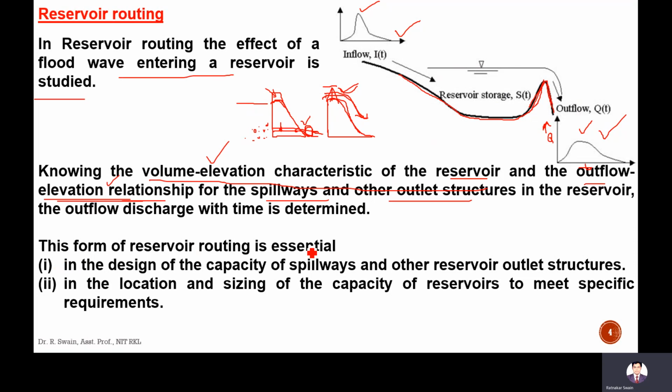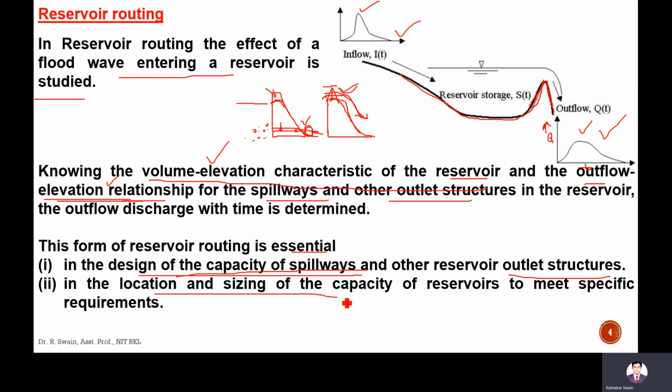And this form of reservoir routing is essential in the design capacity of the spillway. Why is it required? It's how much water is coming into the reservoir and how much water we can release with respect to time. If you can determine that, then we can design the capacity of the spillway. For other reservoir outlet structures, the geometry can be determined.